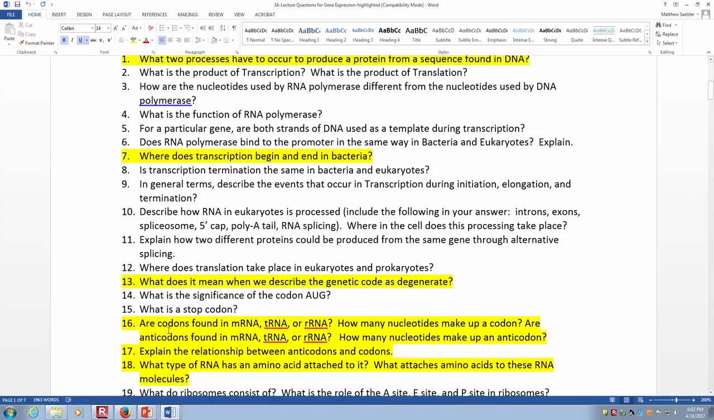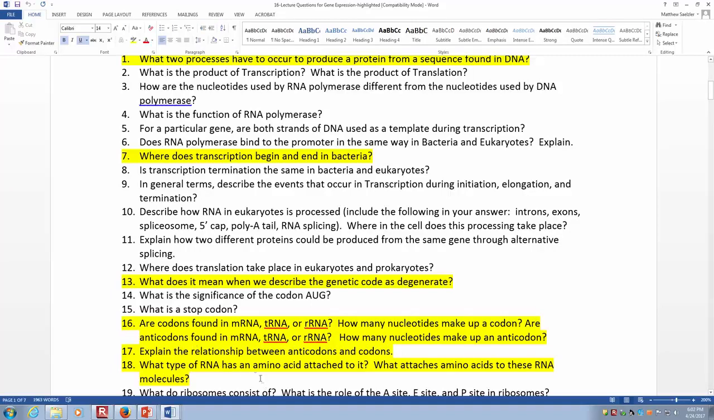Number 13, what does it mean when we describe the genetic code as degenerate? Multiple nucleotide groups can code for the same codon. Close. So multiple codons can code for the same amino acid. Yeah. So when we say the genetic code is degenerate, that means that a particular amino acid can be specified by more than one codon. So that's what it means to be degenerate.